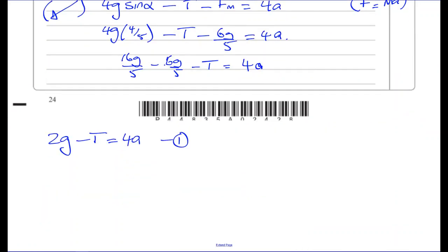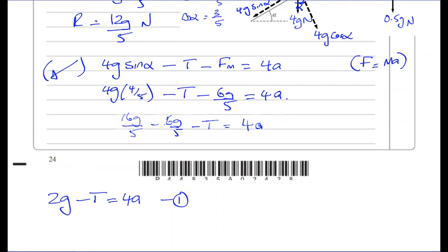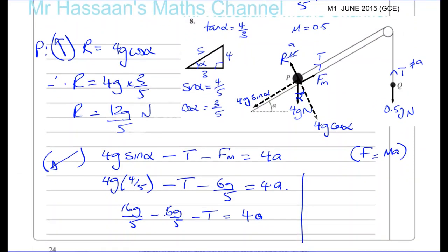So now we want to resolve. I'll do it over here. I'm looking at Q now. For particle Q, it's going to be moving up. All right, so we can say T minus a half g equals ma, which is 0.5, or a half, a. Just keep it as a fraction for now. That's resolving up, again using F equals ma. This is going up, so T minus 0.5g equals a half a. So that's like my second equation.